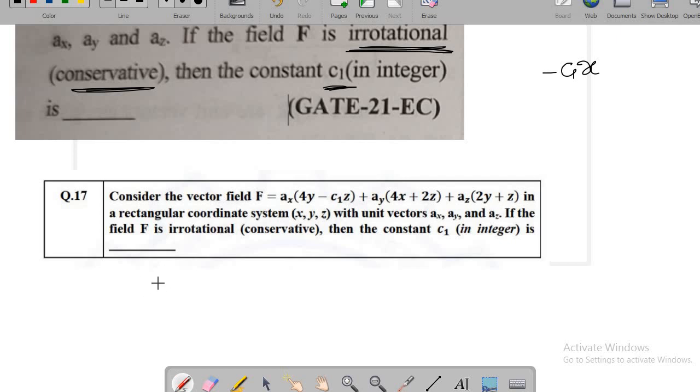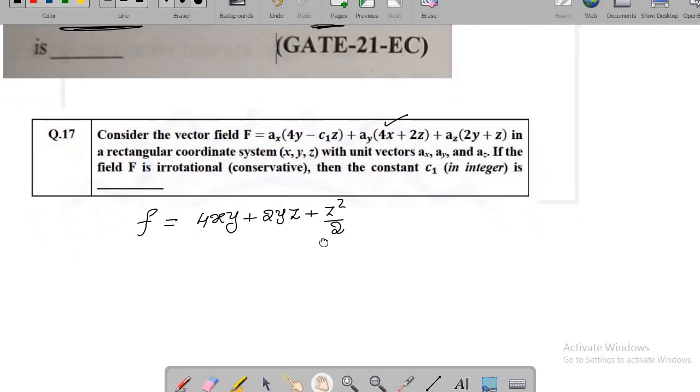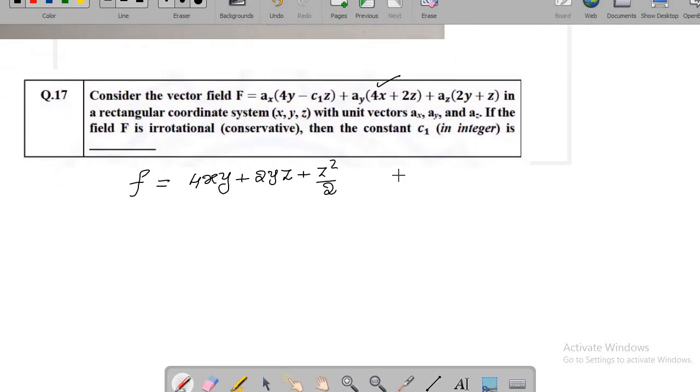Okay, and let me see what the corresponding scalar function is. The scalar function is going to be 4xy. So 4x, which was taken care of, and here you have 2z, so definitely you'll have 2yz plus z square by 2. That's it. So C1 must be 0. Even if you do it using curl, you'll get C1 equal to 0. There's no doubt in it. See, they gave it as conservative.